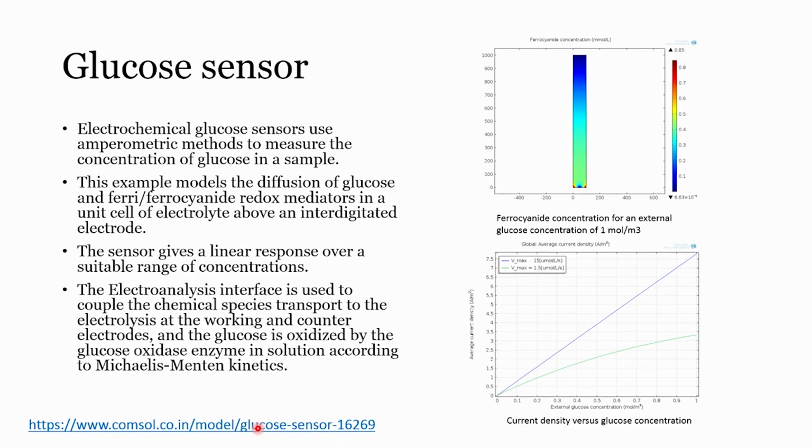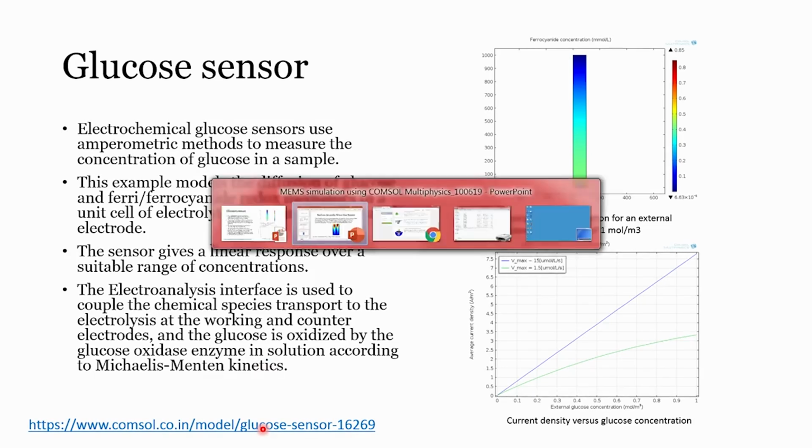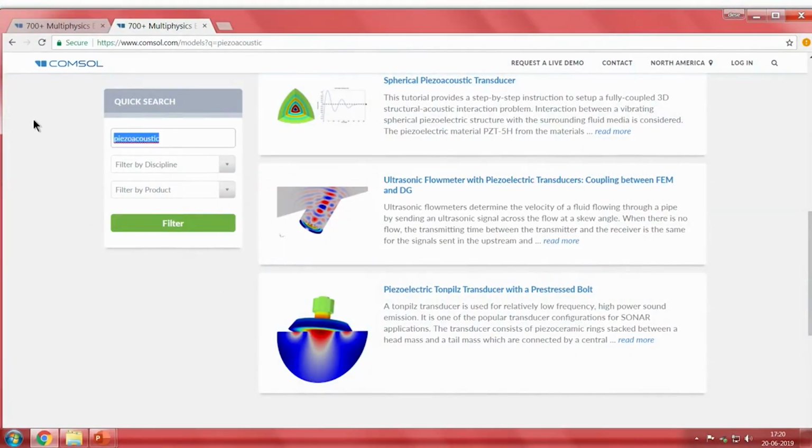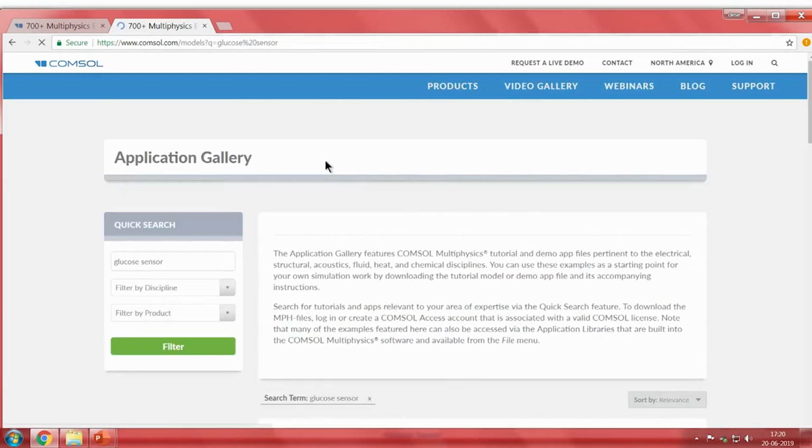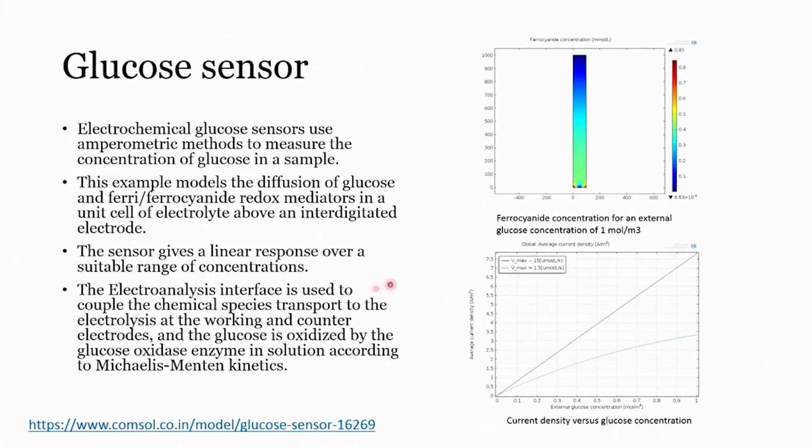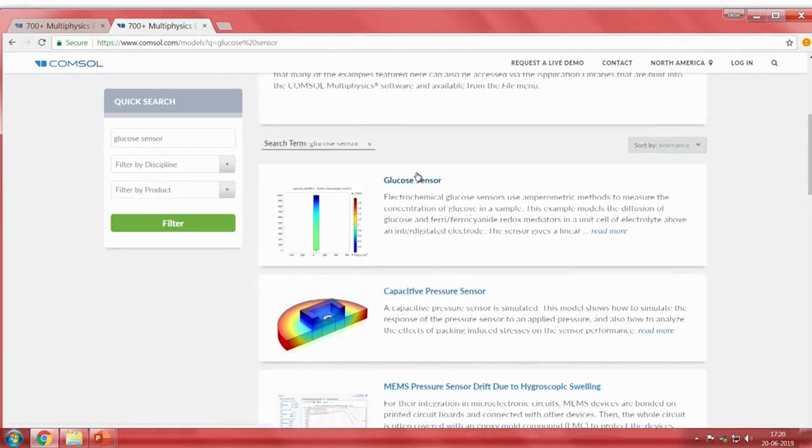So this requires chemical expertise. So you need to understand what are the chemical reactions that are happening, which kind of oxidation is happening through this strip, and all those things. So you can see this Michaelis-Menten kinetics is actually being solved within the model. So if you want to access that model, just search over here as glucose sensor, and you will see that particular example model over here, as well as the link that we have given over here.